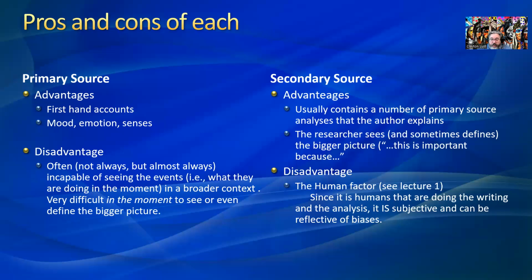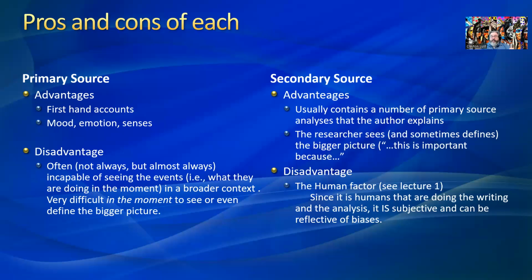Now, a secondary source in terms of disadvantages, we've got the human factor. Okay, I'm pointing you to lecture 1, the introductory lecture, where I told you this idea about history telling us that. History doesn't tell us anything. Historians tell us this stuff. Since it is human beings who are writing the history, doing the history and doing the analysis, it's subjective. It is always subjective. Secondary sources are always subjective in nature. And because it is subjective, it's open to interpretation. They are reflective of biases.